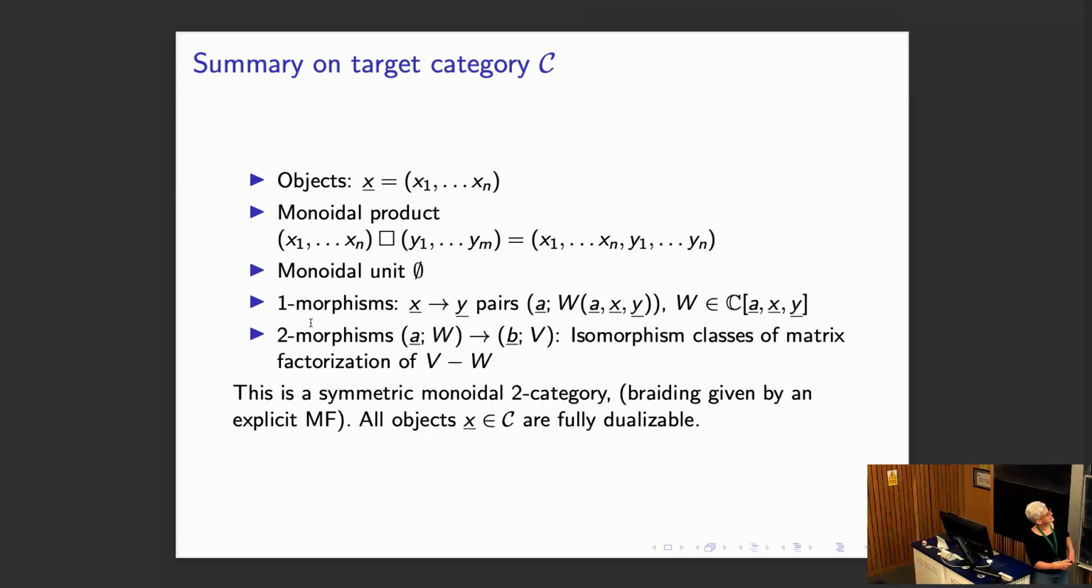So here's again this summary. One morphisms are these pairs, and two morphisms are isomorphism classes of matrix factorizations. So that's the truncation, and then the statement is, or one can prove, that this is a symmetric monoidal two-category. I didn't talk about the braiding, but it's again some given explicit matrix factorizations. And all objects here are fully dualizable. Okay.